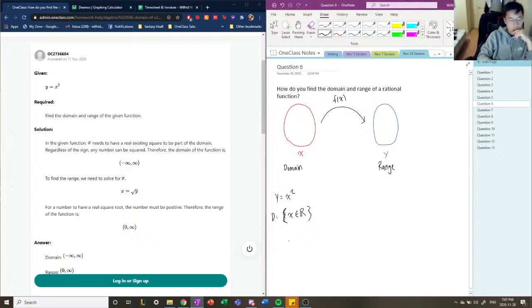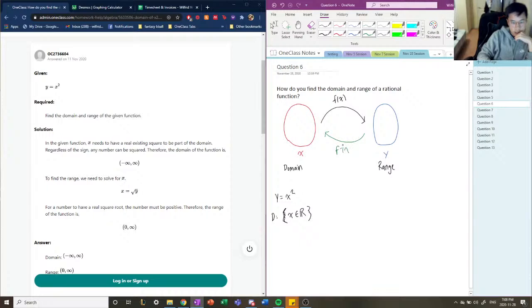Cool. So to find our range, we can use the inverse. We can use the inverse function to find the domain of our inverse function. And we know that the domain of our inverse function is equal to our range. Okay. So if we were to have a, let me make this arrow a different color here. So let's say that our inverse function is in green here.